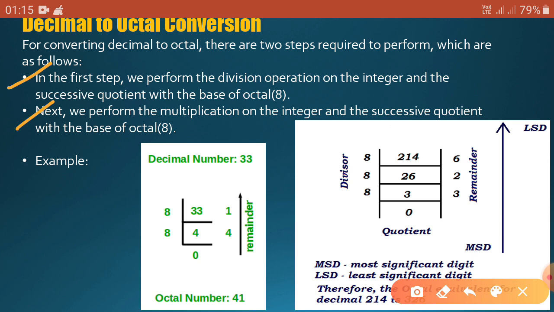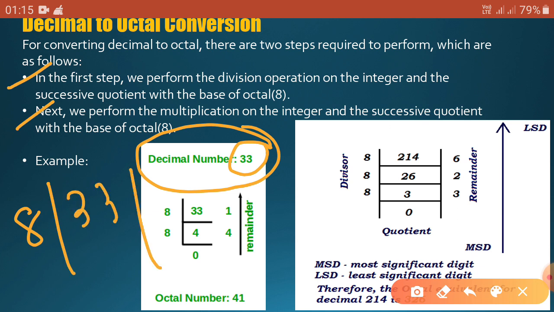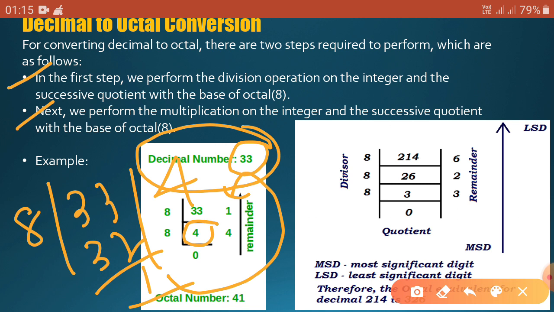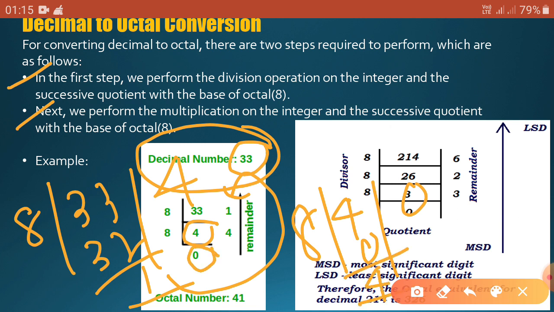So if the decimal number is 33 and we have to convert it into octal, then we divide this number by 8. If we divide, it gives us 4 with remainder 1. Again, we cannot divide 4 by 8, so we write 0 as the quotient and remainder 4. So again we are writing the remainders here.